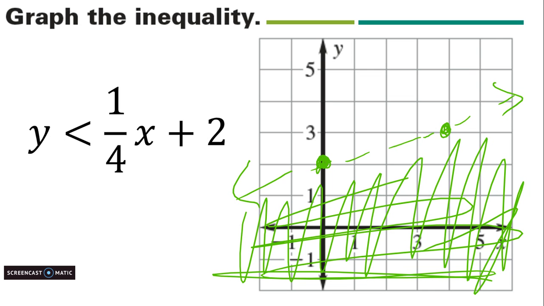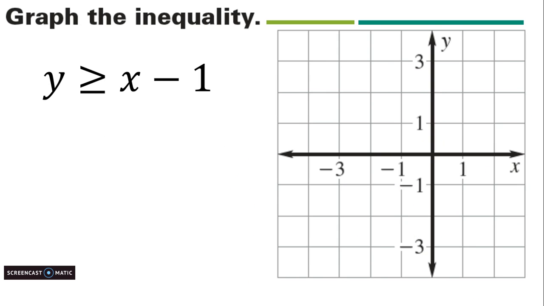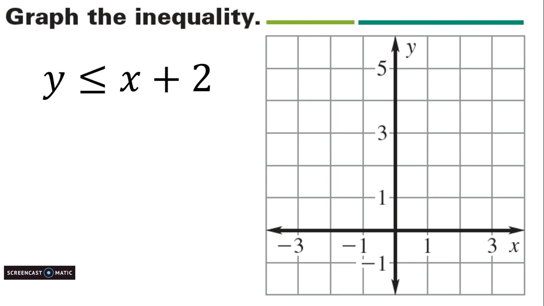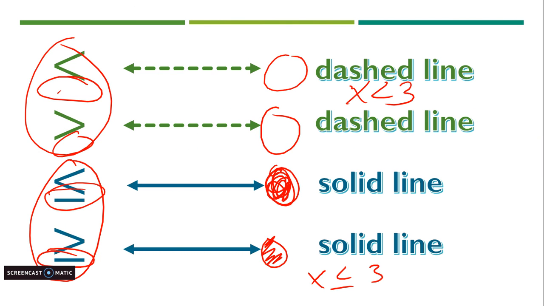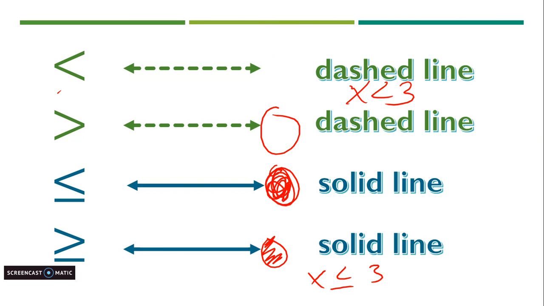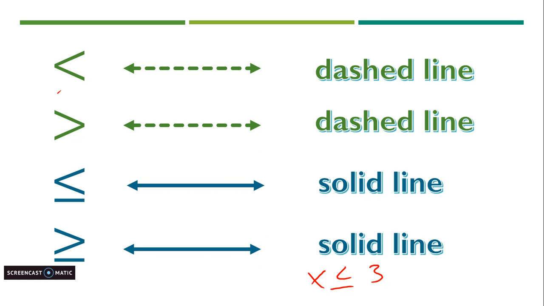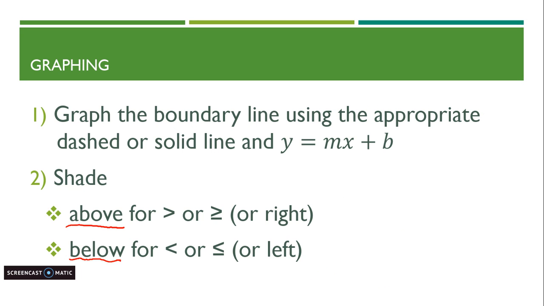So now that we've done several examples and you're starting to figure this out, let's go back to, again, you're using a dotted line for less than and greater than. You're using that solid line for less than or equal to and greater than or equal to. You're shading above for greater than and greater than or equal to. And you're shading below for less than and less than or equal to.